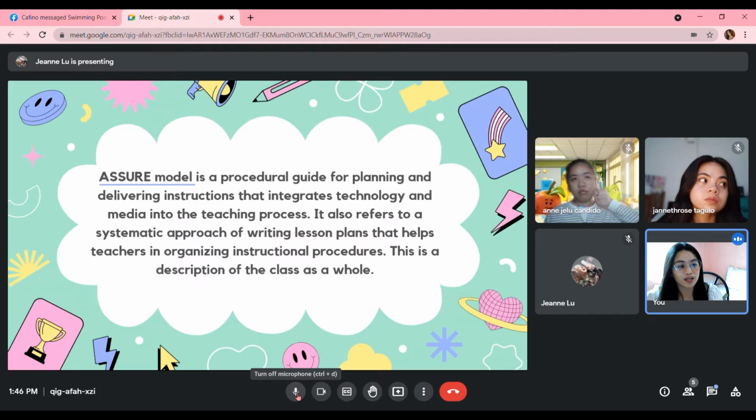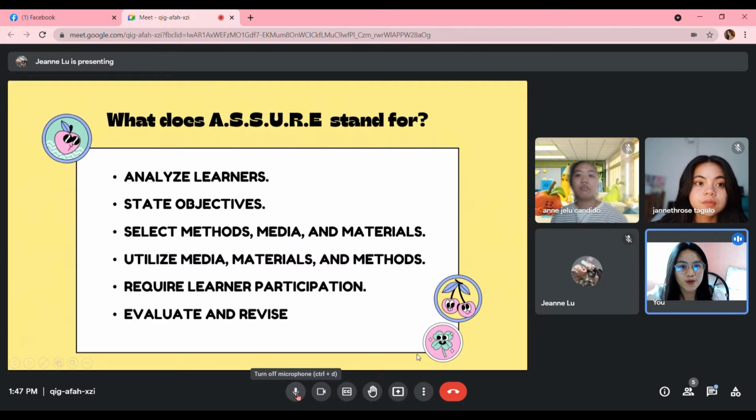So, this model also contains the procedures and the steps on a specific model in writing lesson plans. The ASSURE model stands for: analyze learners, state objectives, select methods, media, and materials, utilize media, materials, and methods, require learner participation, and evaluate and revise. So let us know more about this model.